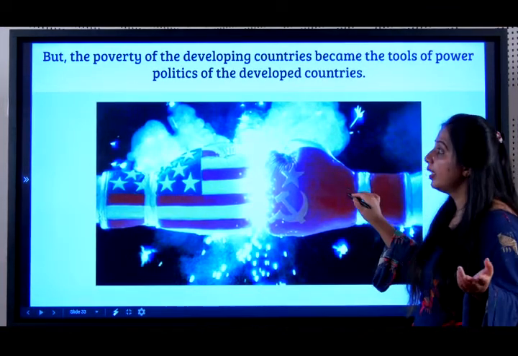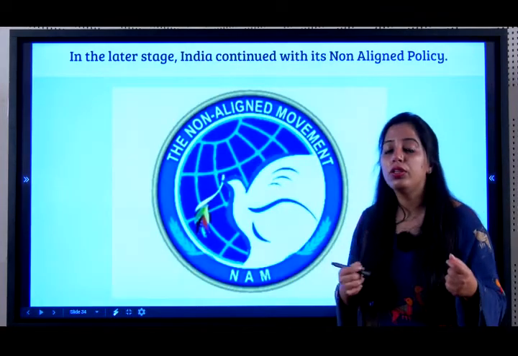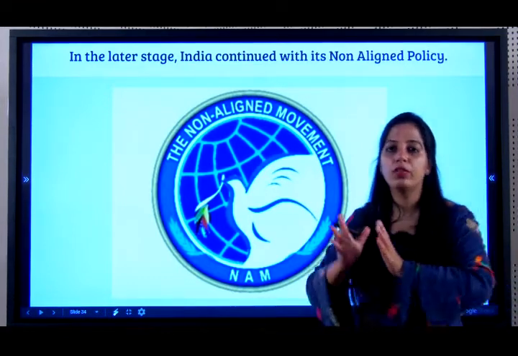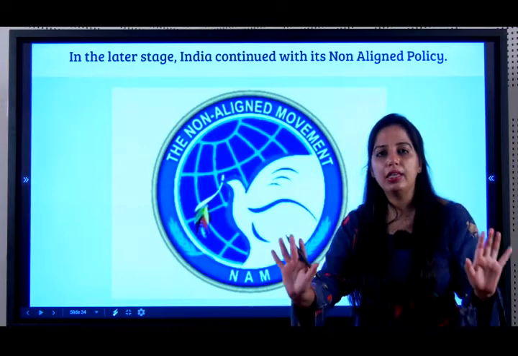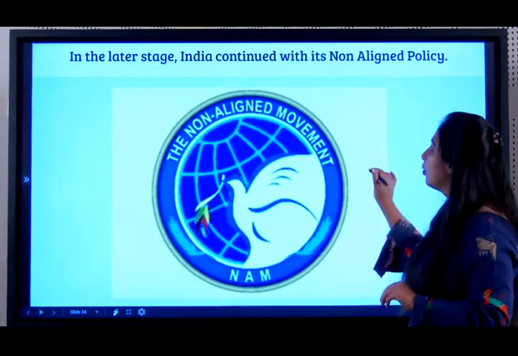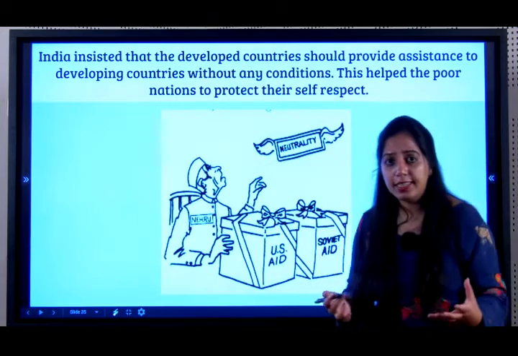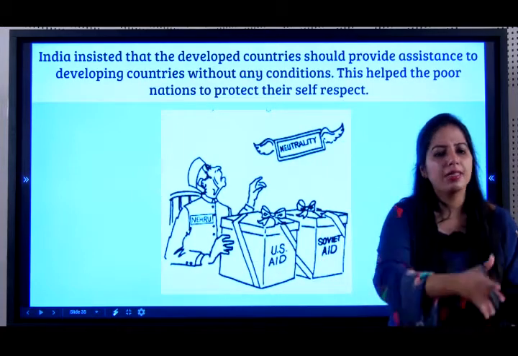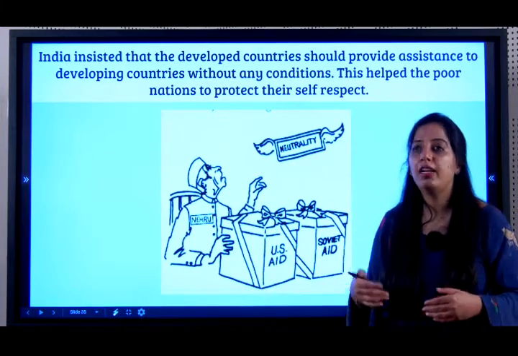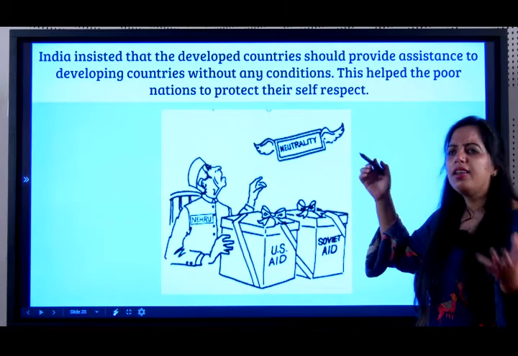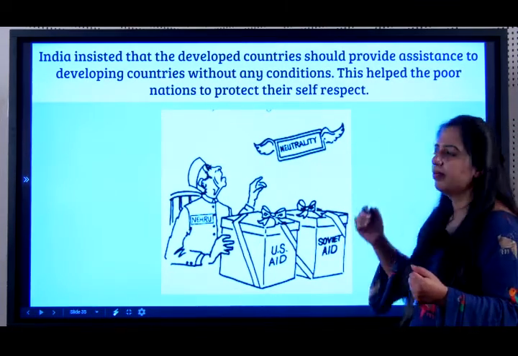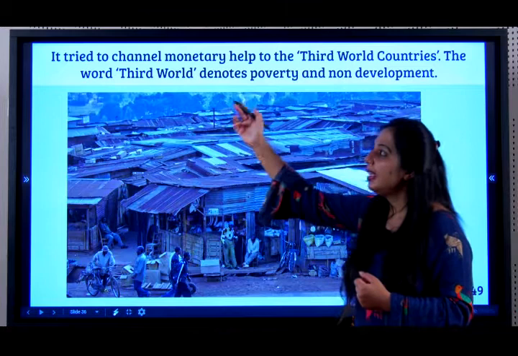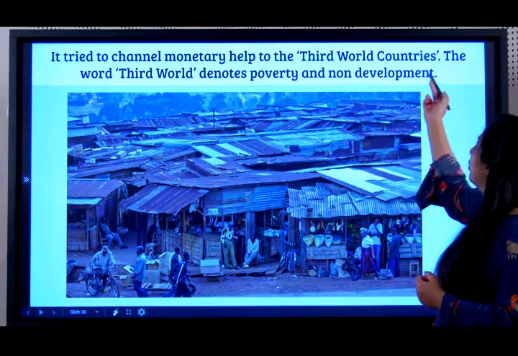But what was the policy of India? India had the non-alignment policy. We did not want to be with USA, nor did we want to be with USSR. We wanted to maintain equal friendship between both these superpowers. India insisted that if you are a developed country, it doesn't matter which bloc, you should help the developing countries unconditionally. This helped the poor nations to maintain their self-respect and grow at the same time. It tried to channel monetary help to the third world countries.